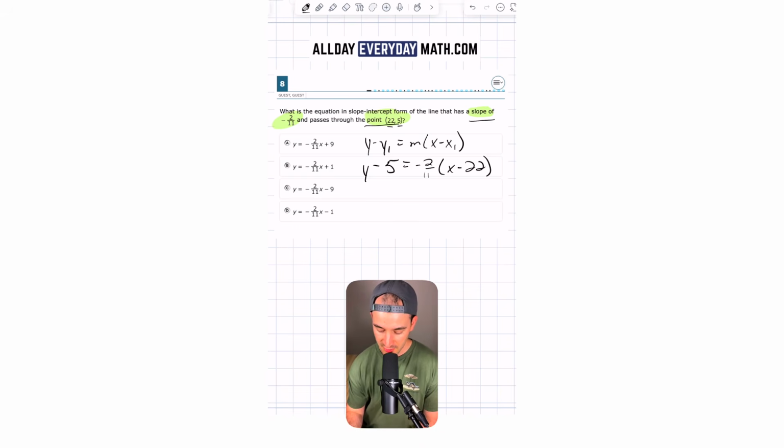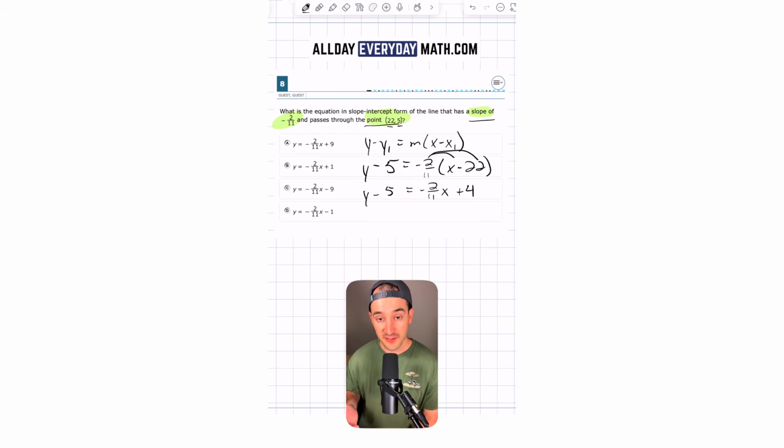So first things first, multiply -2/11 to both terms. Our y minus 5 is going to stay the same. And that's going to give us -2/11x. And then -2/11 times -22 is going to be +4.